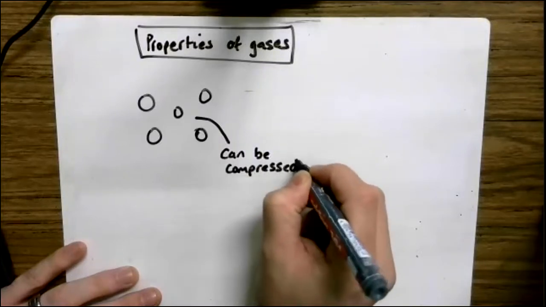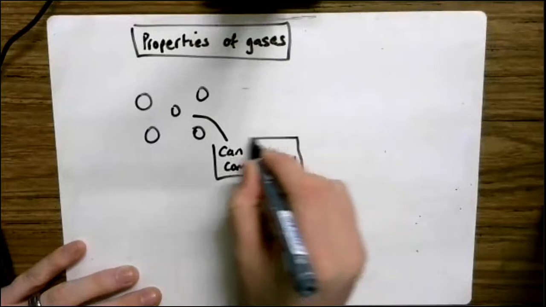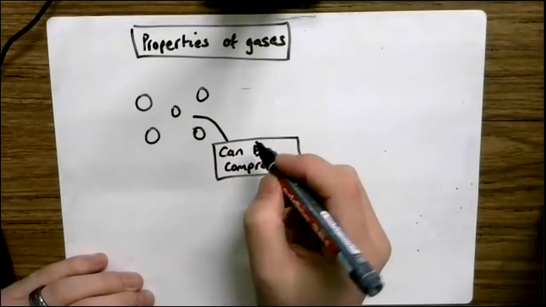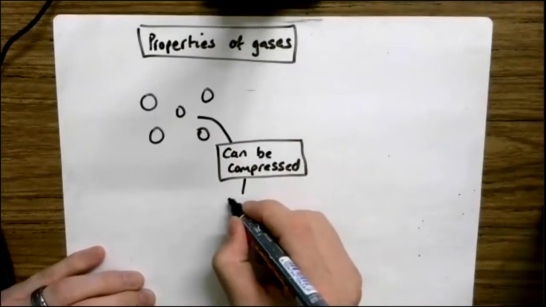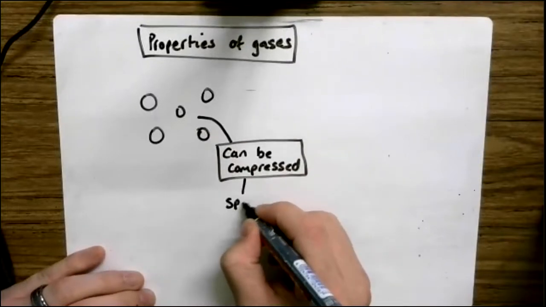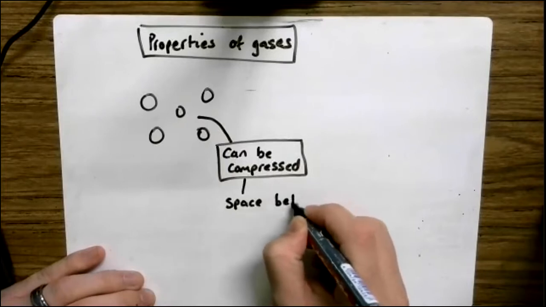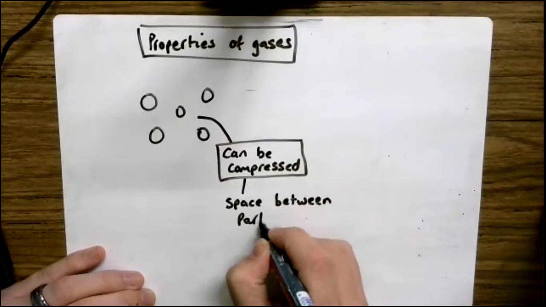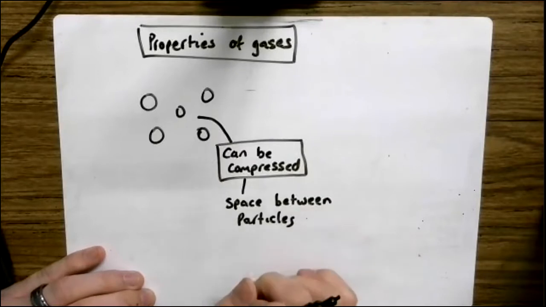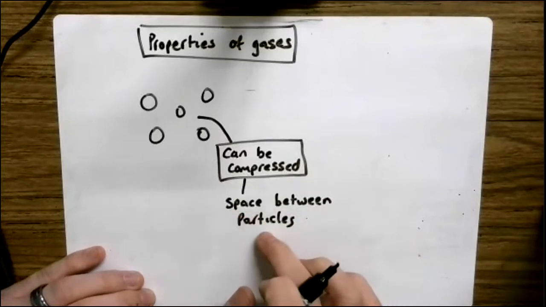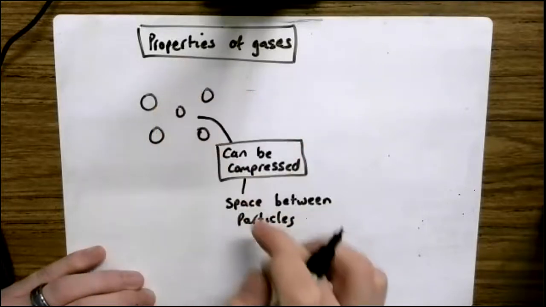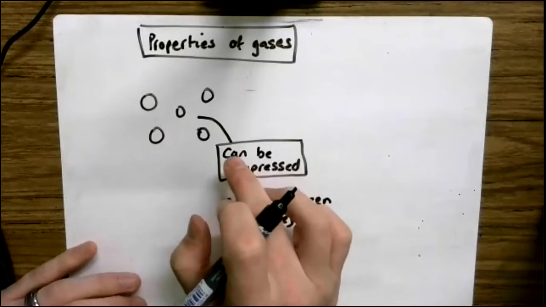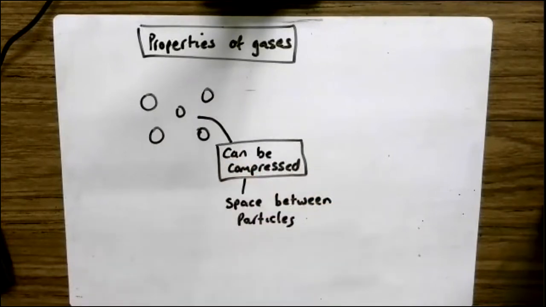So a property of gases is that we can compress them. We can squeeze the space. We can squeeze these particles, make them go closer together. And this is because the particles have lots of space between them. Now note the important distinction. Space between particles is not a property because we can't see space between particles, but we can see gases being compressed. We can take gases in a syringe, for example, this guy here.